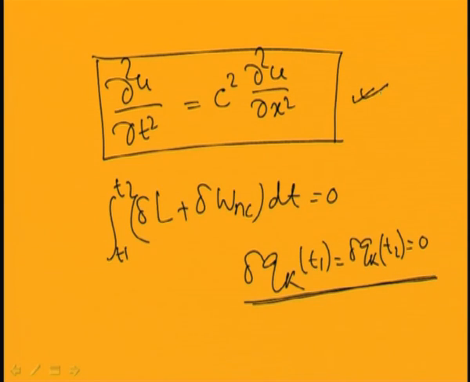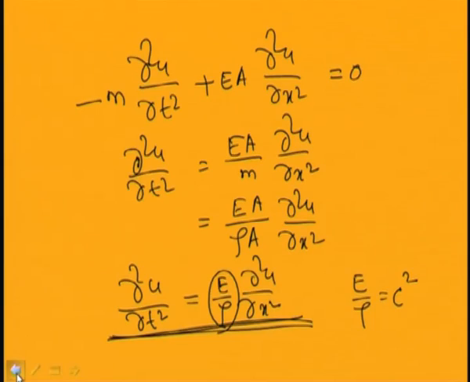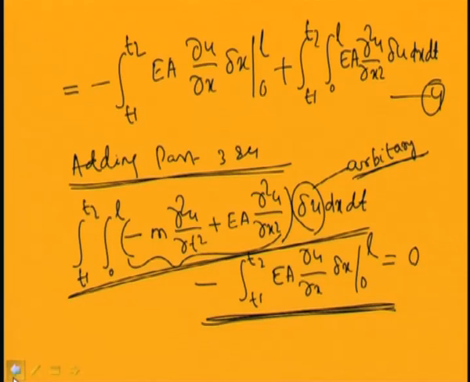Also in this system, along with the equation of motion, you are finding the boundary conditions of the system. So, when you are adding parts 3 and 4, the second term, that is [T minus T1 to T2] E A del U by del x into del x from 0 to L equal to 0, will give the boundary condition of the system.